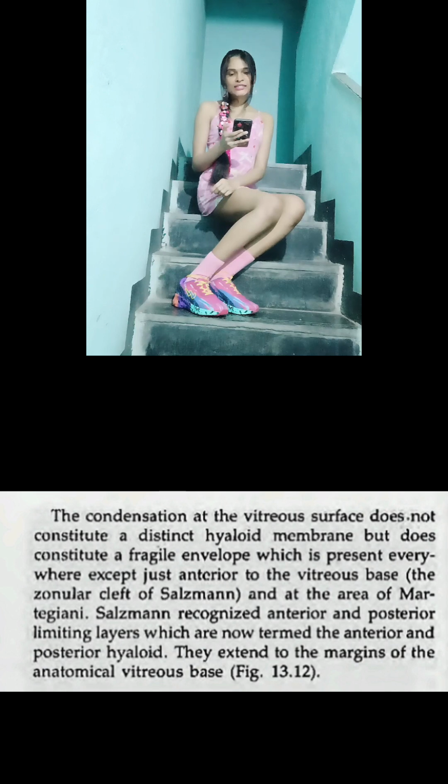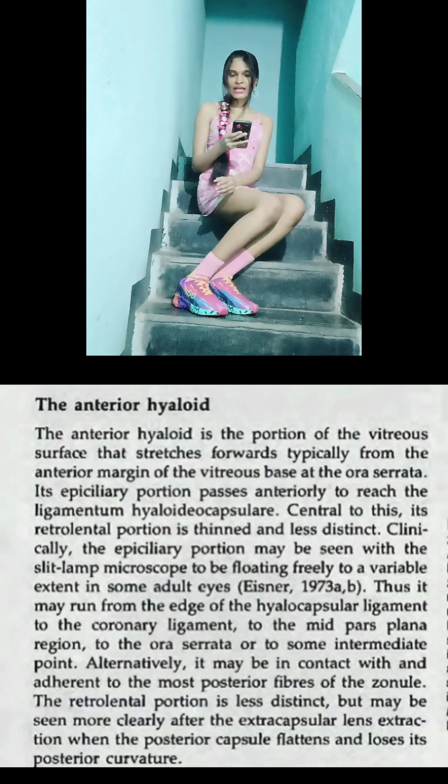Salzmann recognized anterior and posterior limiting layers, which are now termed the anterior and posterior hyaloid. They extend to the margins of the anatomical vitreous space. The anterior hyaloid. The anterior hyaloid is a portion of the vitreous surface that stretches forward typically from the anterior margin of the vitreous base at the ora serrata. Its epiciliary portion passes anteriorly to reach the hyaloideocapsular ligament. Central to this, its retrolental portion is thinned and less distinct.